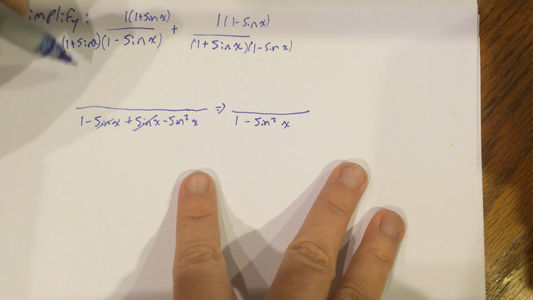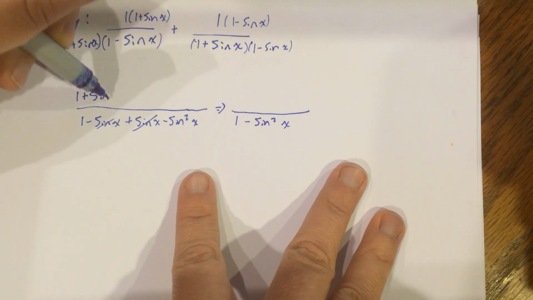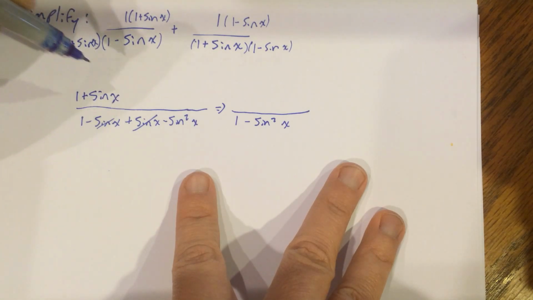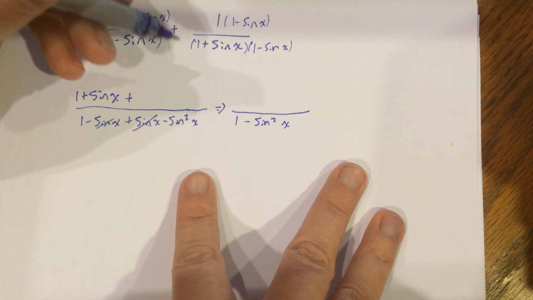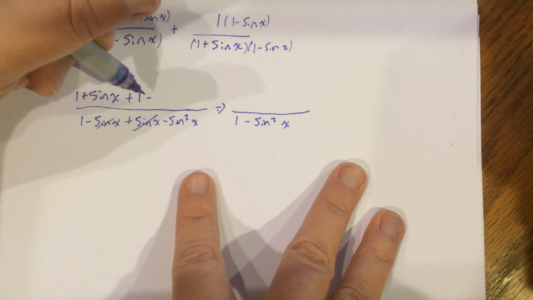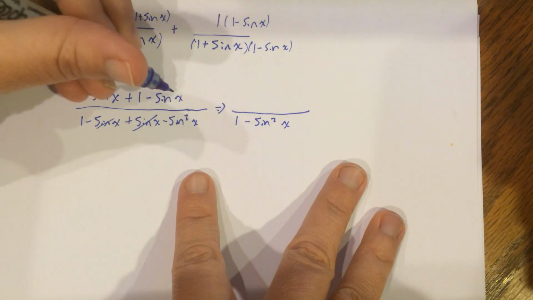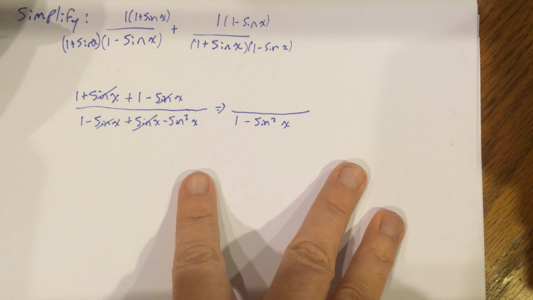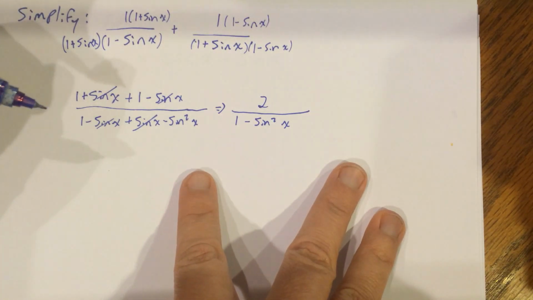On the top, I'm going to have 1 times 1 plus sine x. Just give me 1 plus sine x. Then I'm going to have plus 1 times 1 minus sine x. So 1 minus sine x. My sine x's, again, like the bottom, are going to cancel because I have a positive and a negative. And I'm going to get 2.